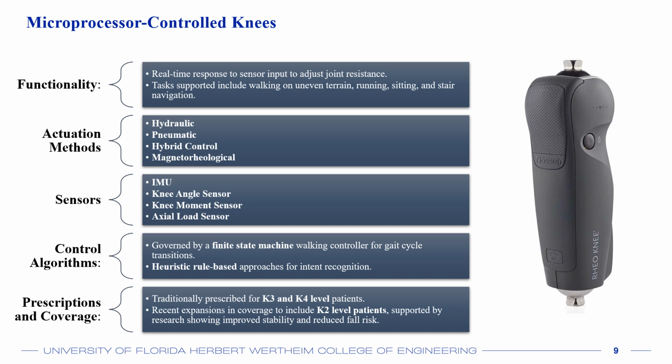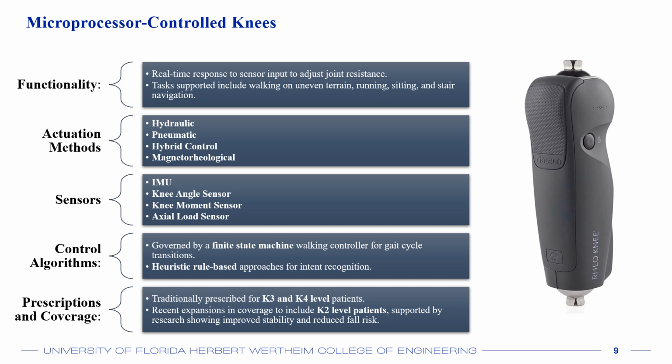The primary actuation methods of the flexion and extension of the joint where this resistance is applied include hydraulic, pneumatic, hybrid control, and magnetorheological systems, where hybrid control are those that combine hydraulic and pneumatic components, while magnetorheological systems rely on the magnetic fluid within the joint, which when magnetized can create resistance, as is with the Rio knee seen here on the right. Additionally, these devices, of course, come equipped with various sensors.